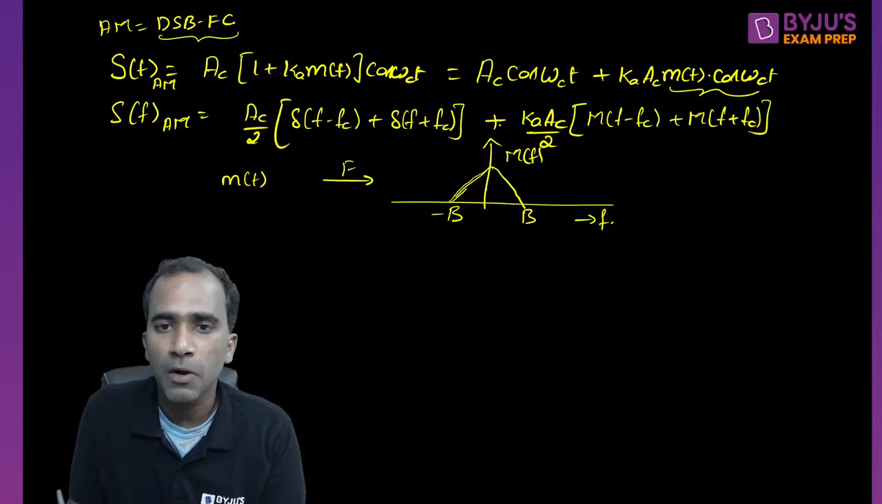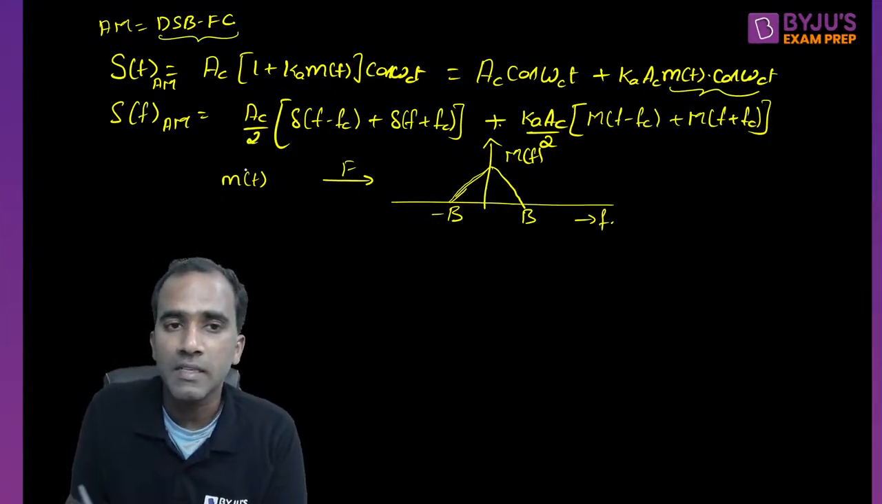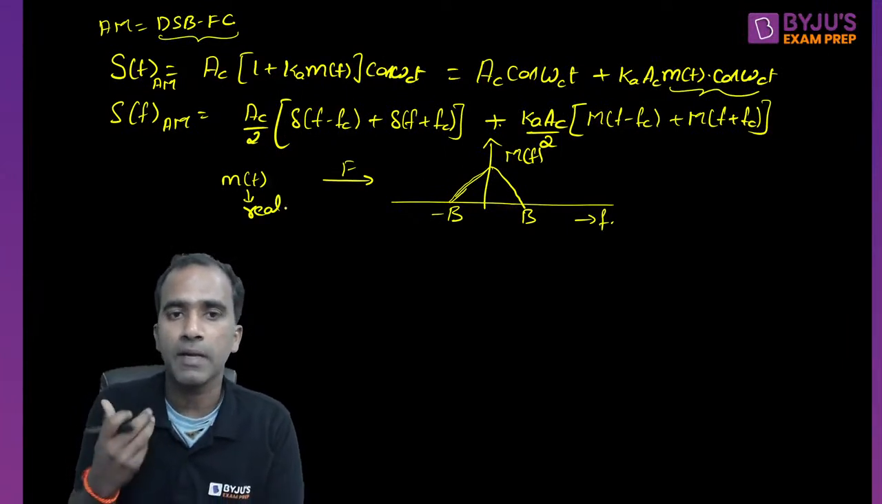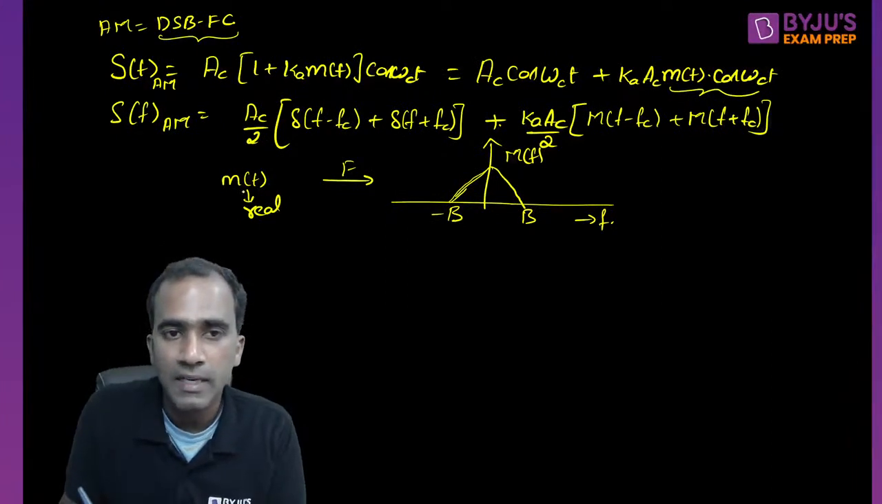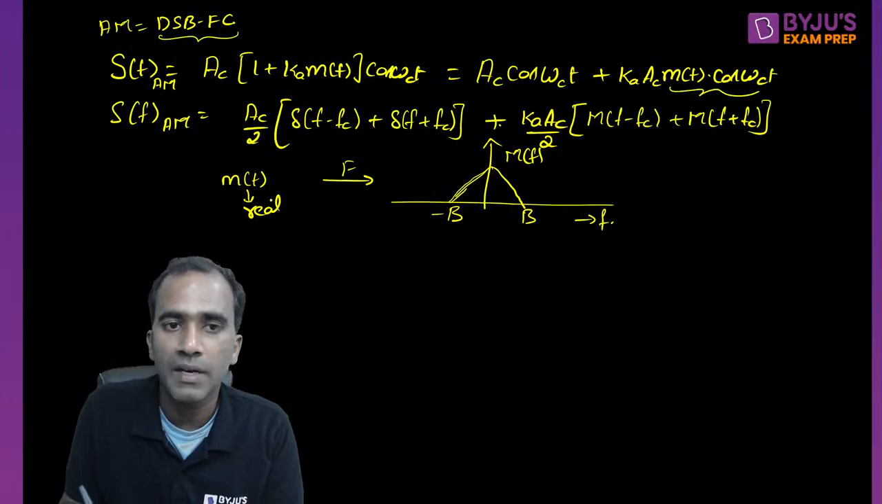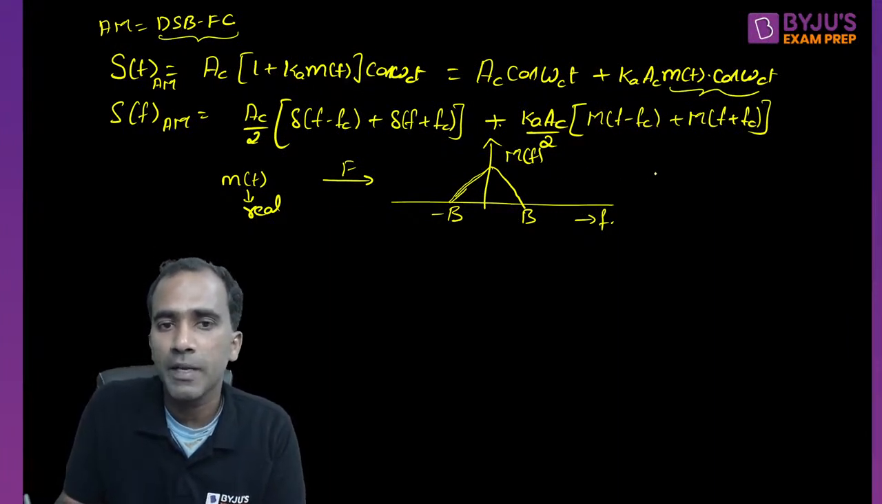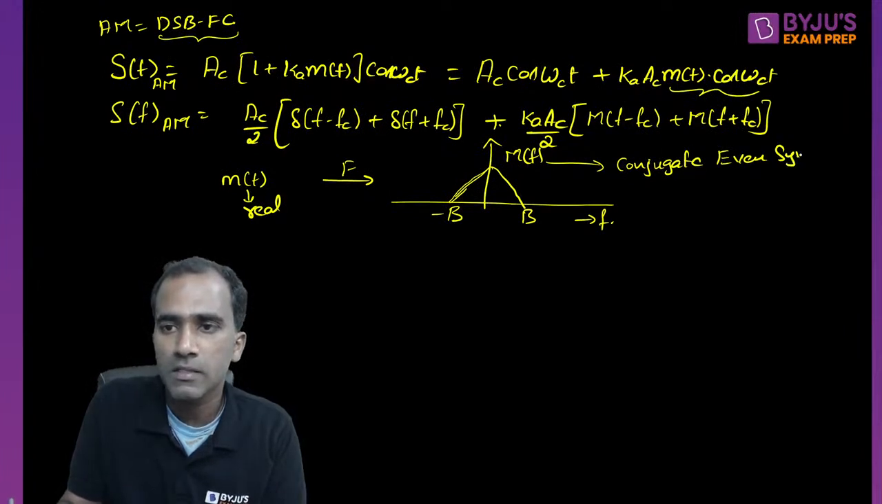Right. So why did I plot it as a symmetric spectrum? The reason is that message signals are assumed to be real. All practical messages are real signals, which means they take only real values at every point of time. For real signals in the time domain, in the frequency domain they will be conjugate even symmetric. That is a very basic property of Fourier transforms.